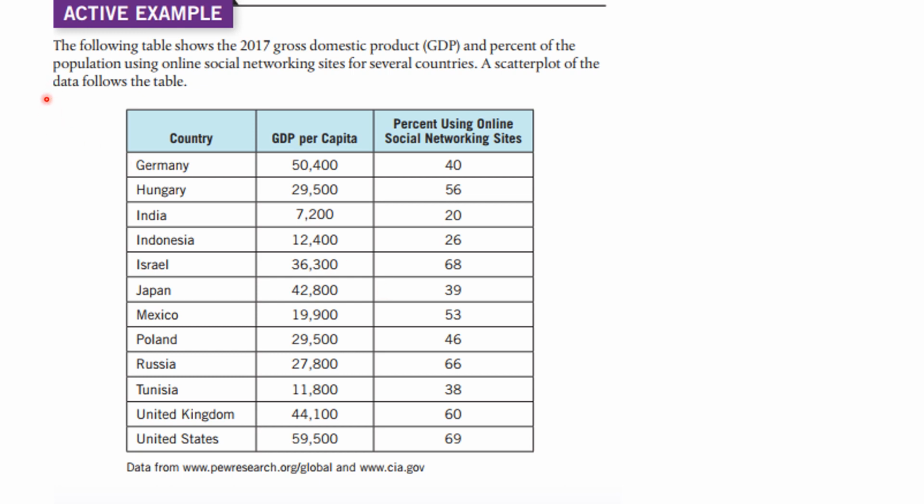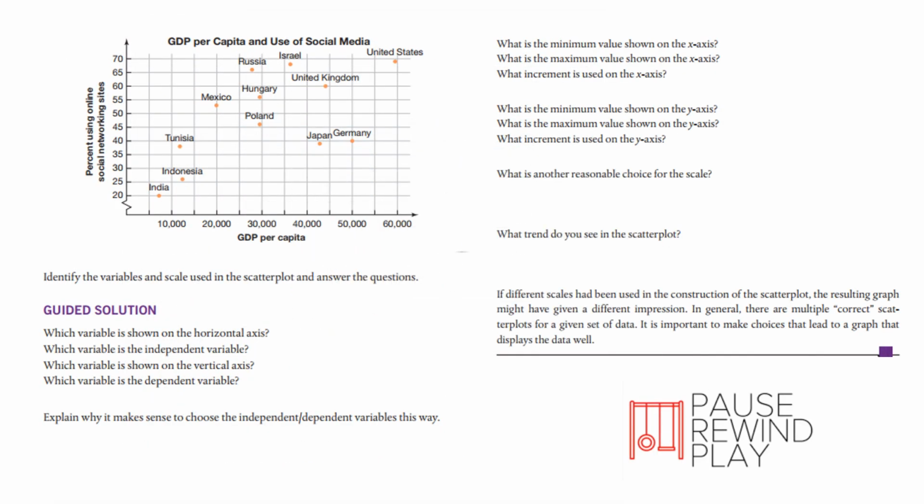Okay, so here's an example for us to consider. The following data shows the 2017 gross domestic product and percent of population using online social media for several countries. And so you see a bunch of countries here and the data for the countries. And we have a scatter plot that we get to look at. So here's the scatter plot. And so there are many questions for you to ask, and you could have used different scales. But we want to interpret this. So pause and answer the questions, and we'll see how you did.